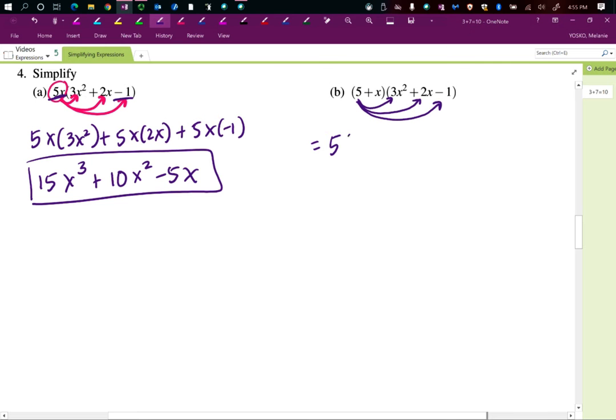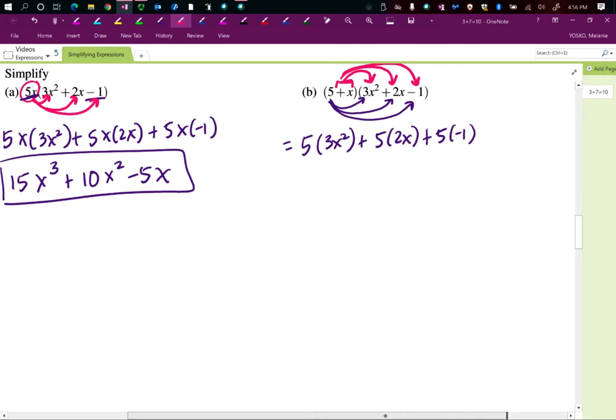We're going to do 5 times the first one, 3x squared. Okay? Then we're going to do 5 times the second one, 2x. And then we're going to do 5 times the last one, plus 5 times negative 1. Does that make sense? 5 times the front, 5 times the middle, 5 times the back. If there were more terms here, you would keep going. Okay, now we're going to switch, and we're going to do the same thing with this plus x. So this plus x right here, we're going to take and multiply by this term, and then this term, and then this term. And I'll do these in pink just so you can see a difference.